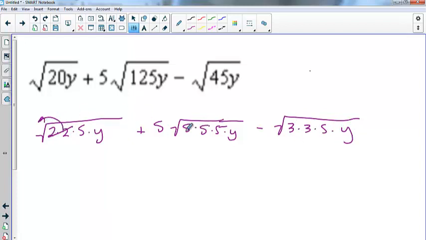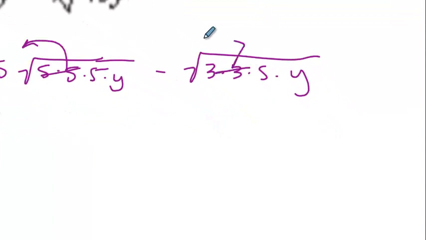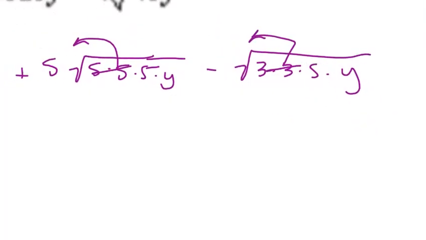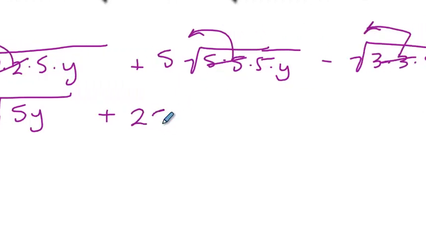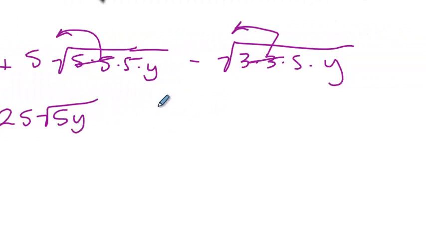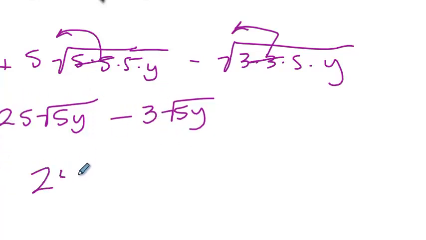Double 2's out here. Double 5's out here. Double 3's out here. So here, this one, the double 2 comes out as 2 on the outside, radical 5y. Plus, this 5 comes out with this one, so it should be 5 times this 5 is 25, radical 5y. Minus double 3 comes out as a 3 on the outside, 5y. Now we have like terms. And it's just a matter of adding and subtracting the coefficients. So this gives me 27 minus 3 is in fact 24 radical 5y.